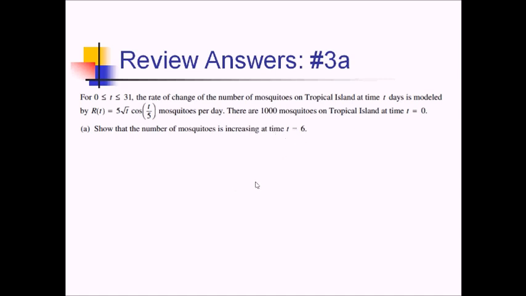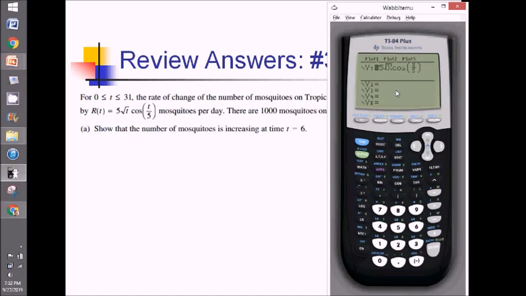So before I do anything else, I'm going to go ahead and store this r of t function on my calculator under y1, just so I don't have to keep rewriting it on the calculator. So here I am in y1. This is what my function looks like with x's instead of t's, because that's my input variable in the calculator.